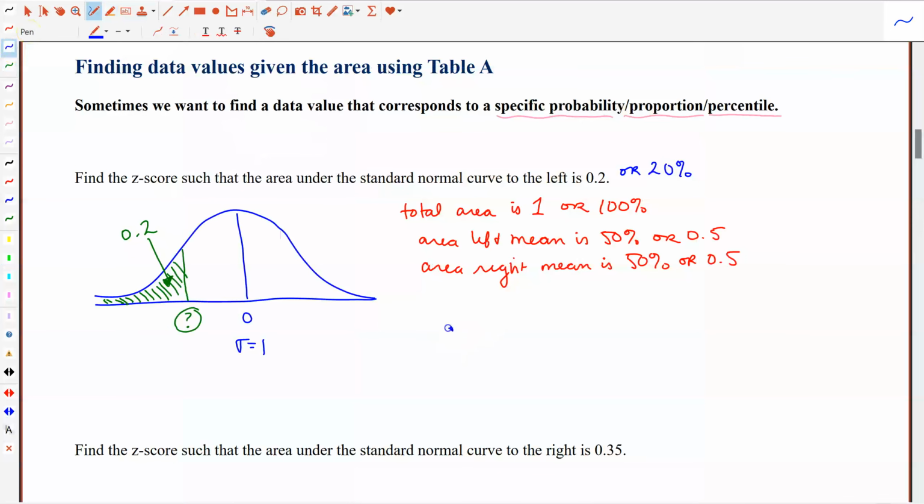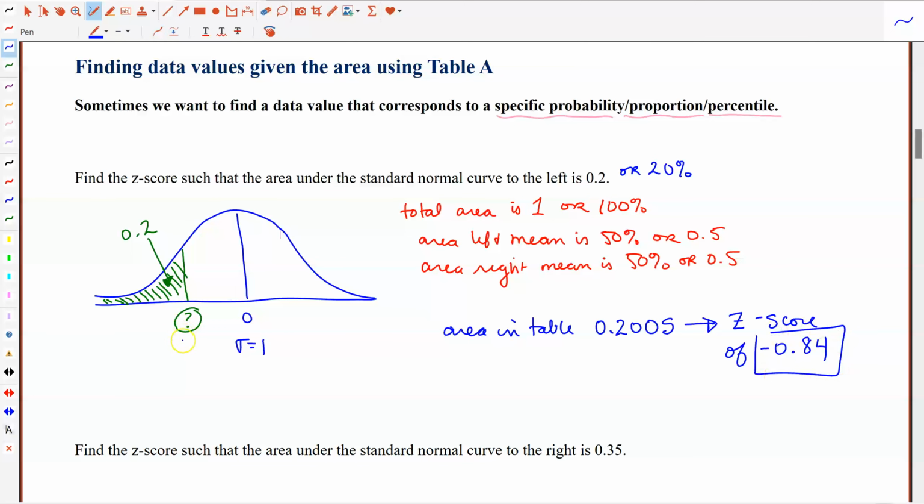So again, we found the area in the table, kind of looking in the heart of the table, was 0.2005, and it corresponded with a z-score of negative 0.84. So this is what I want. That's who I'd expect to have right here, such that the area to the left of it is 0.2.